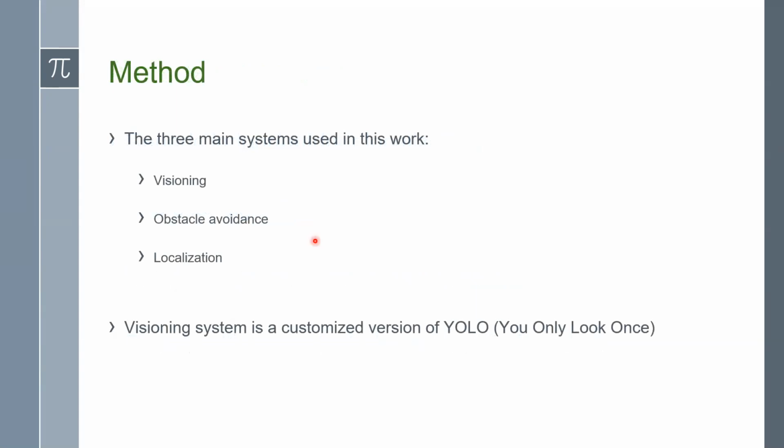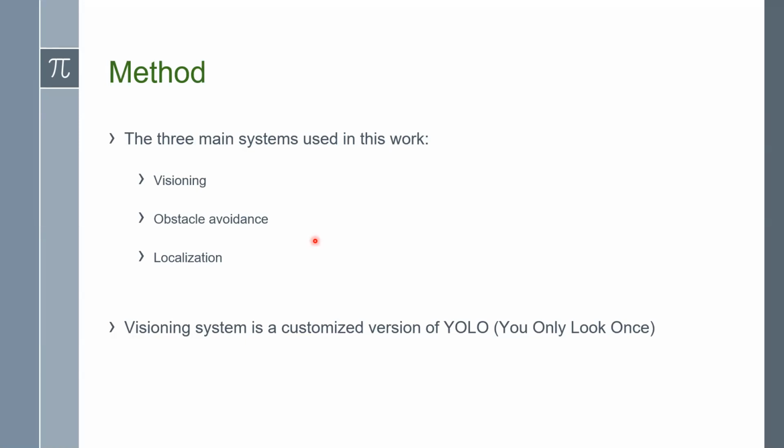So the method actually consists of three main parts: the visioning, the obstacles avoidance, and the localization. The visioning was used to identify the object when seen. The obstacles avoidance makes sure that the robot goes through a safe path and does not collide with any dangers or big obstacles. And the main point is the localization.